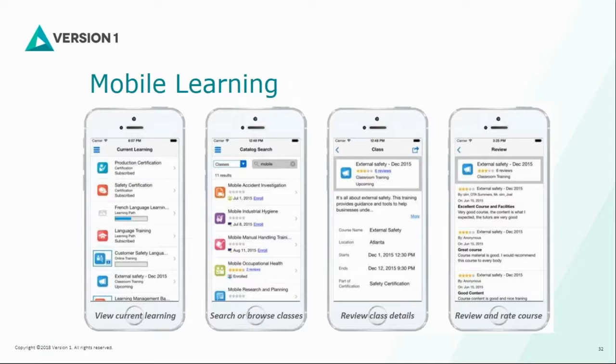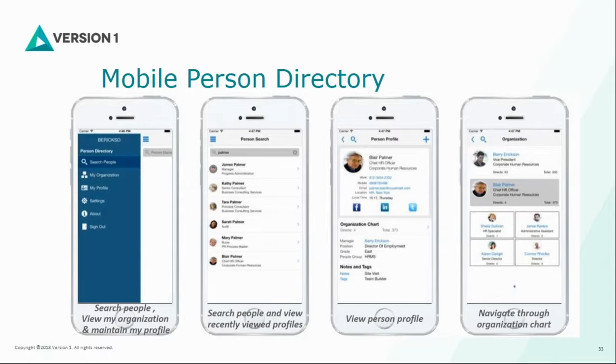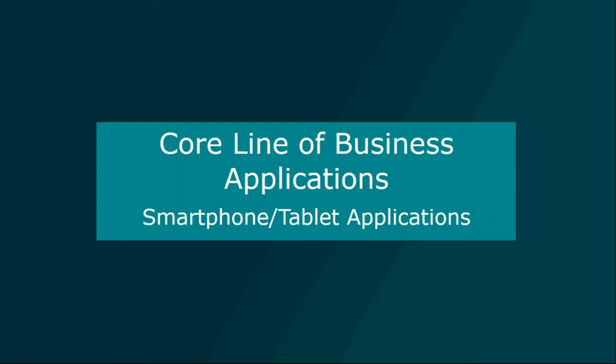The mobile learning app allows employees to browse, review, and rate training courses offered by the organization. And we have Mobile Person Directory, which provides access to employee profiles, organizational charts, and so on. So moving on to the core line of business or role-based applications.